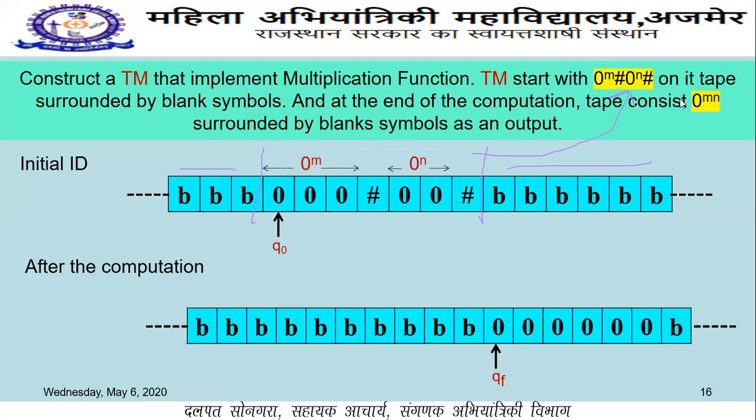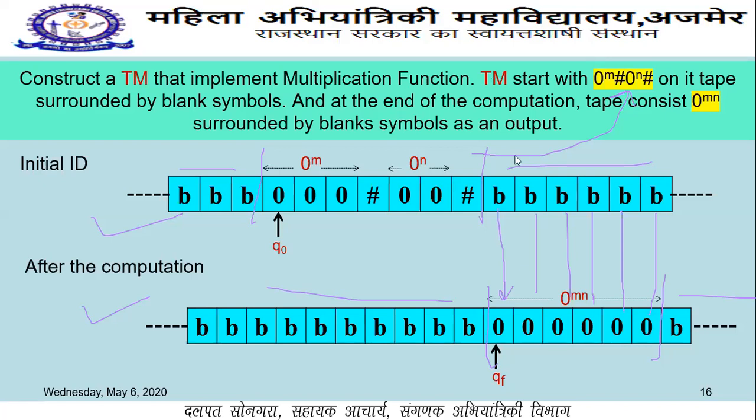So the blanks have this form, and we have m times n occurrences of zeros, which is our output, also surrounded by a number of blanks. We take the initial instantaneous description in this form, and after the computation we have to process our input string into this form. For this we have to construct a Turing machine. Let us discuss how we construct it.